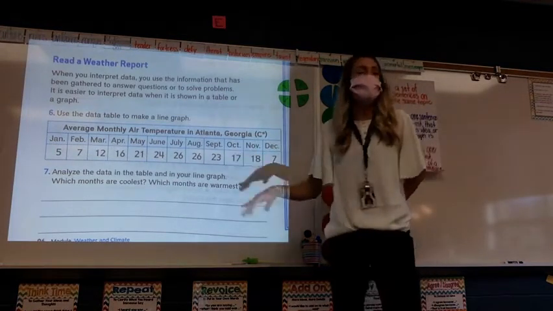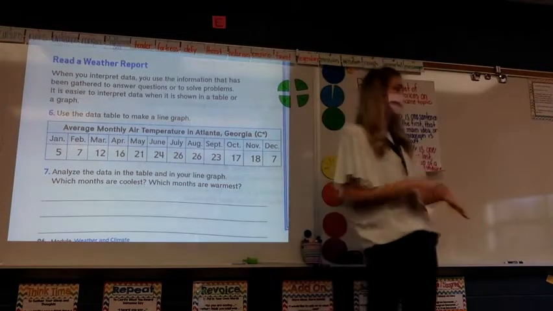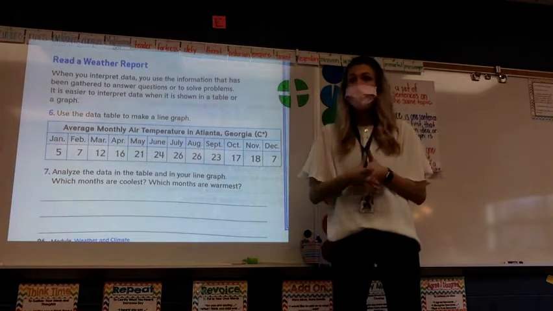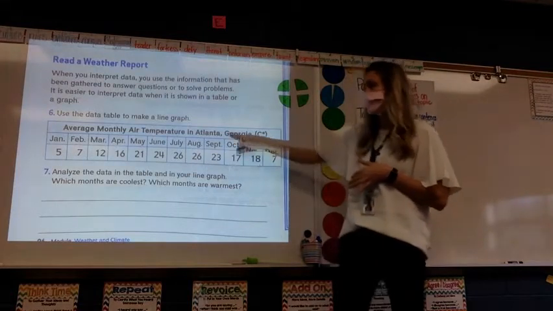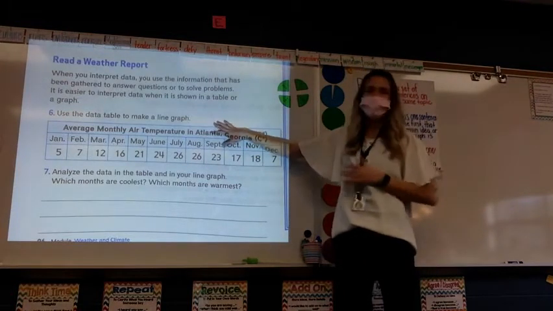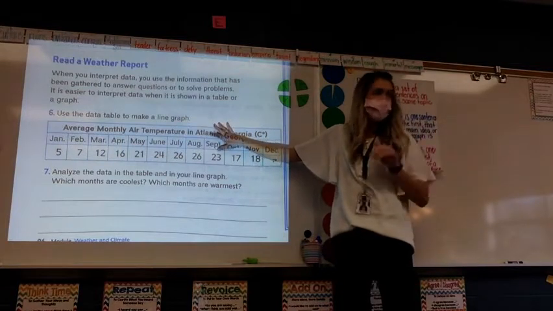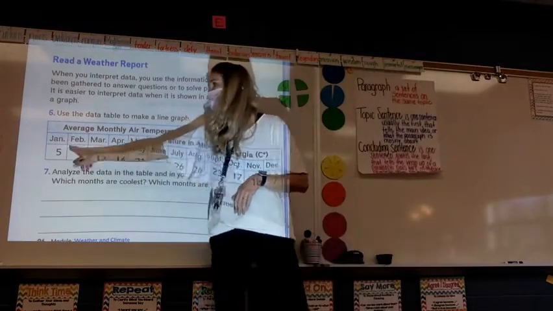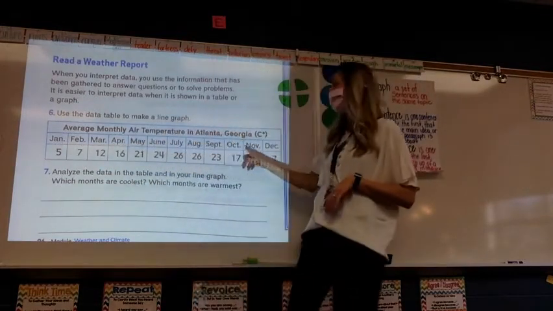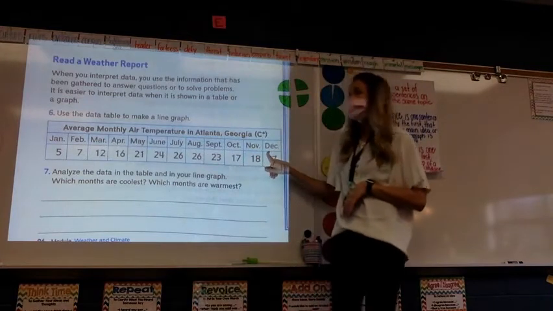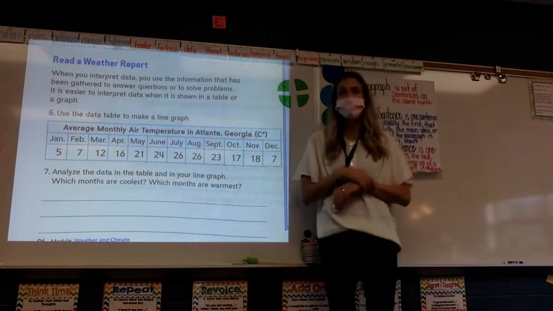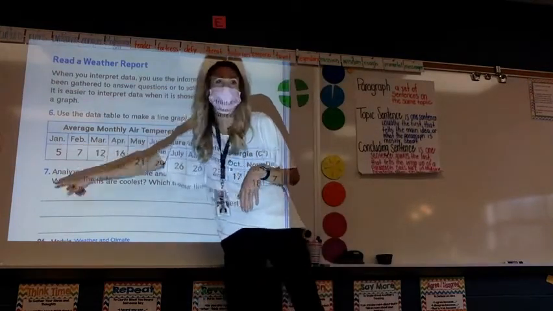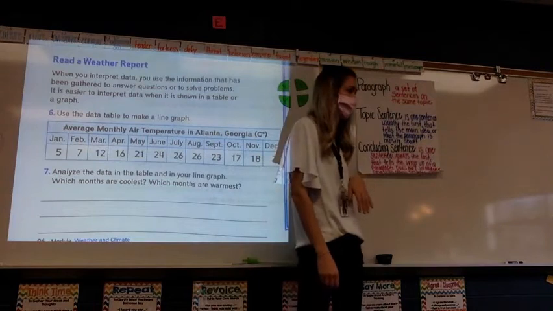We see a table here. We could also turn this into a graph, typically we would do it as a line graph. We're not going to worry about the graphing piece today, but I want you to see what's happening. Our months are laid out from the first month of the year all through 12 months to the end. This is giving you the average monthly temperature in Atlanta, Georgia. So usually it's around 5 degrees in January.